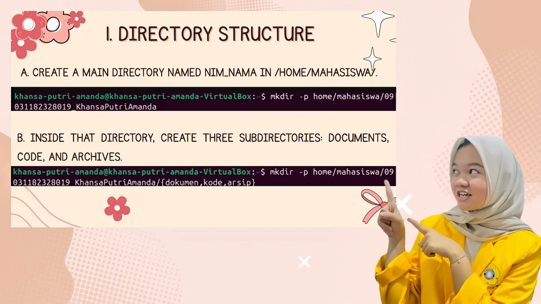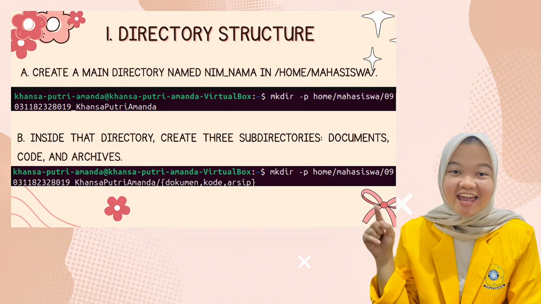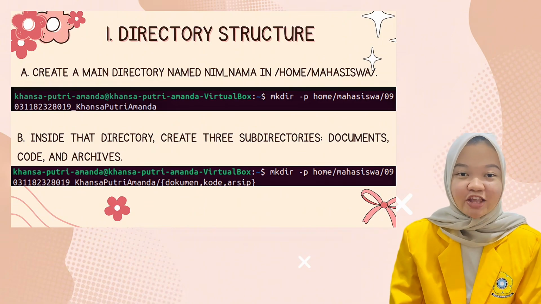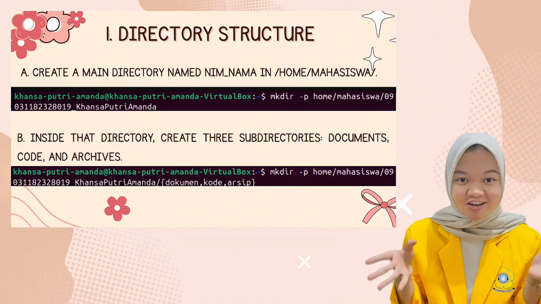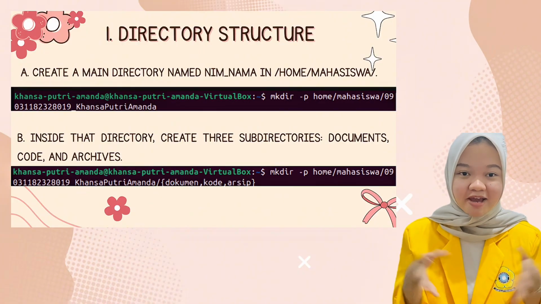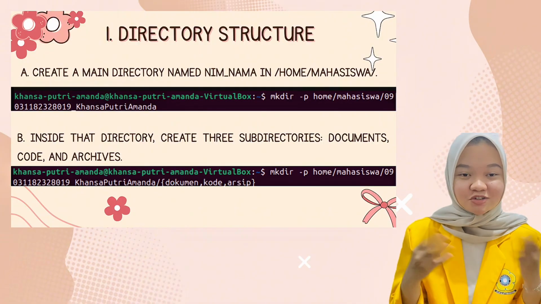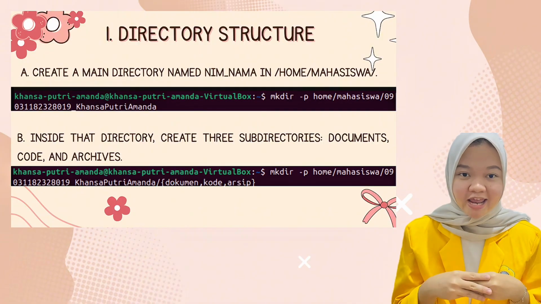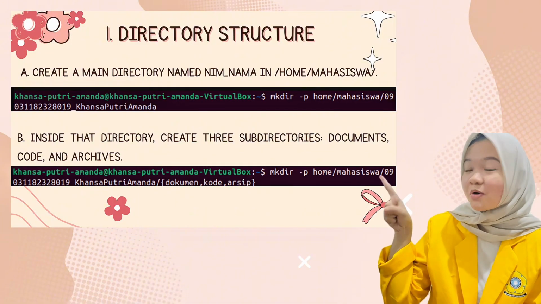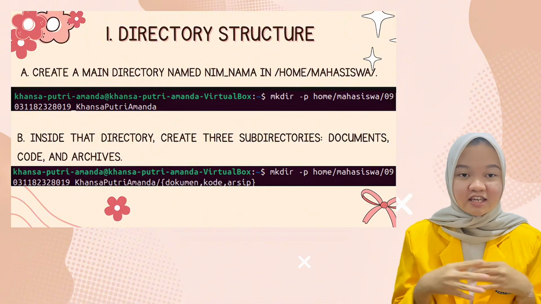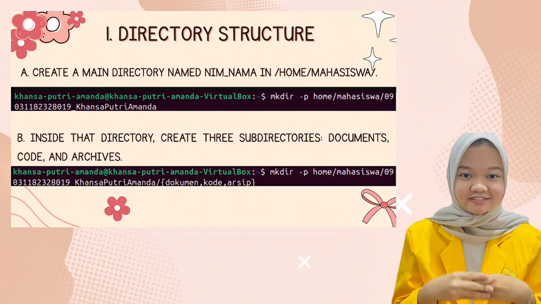Number 1. Directory structure. Part A. Create a main directory named name_name in home or student. So, this command asks us to create a main directory with the format name_name in home or student. By using the command mkdir -p as in the PowerPoint, this aims to organize it based on the identity of each student.